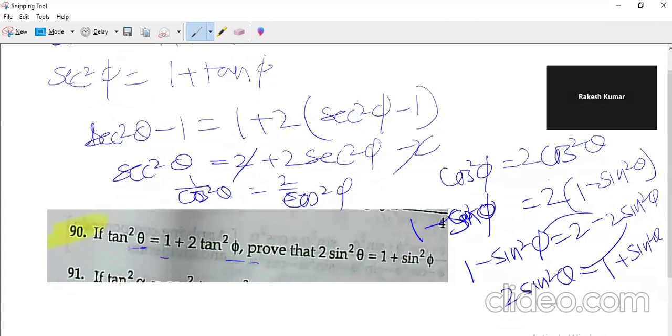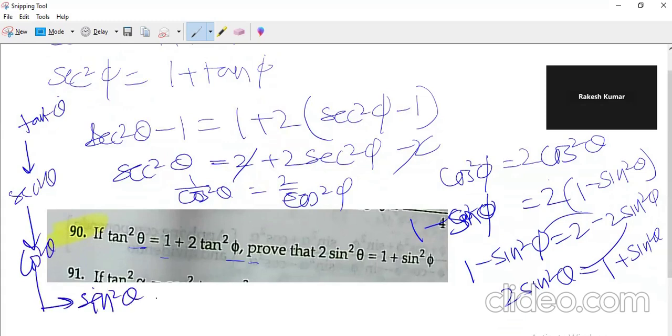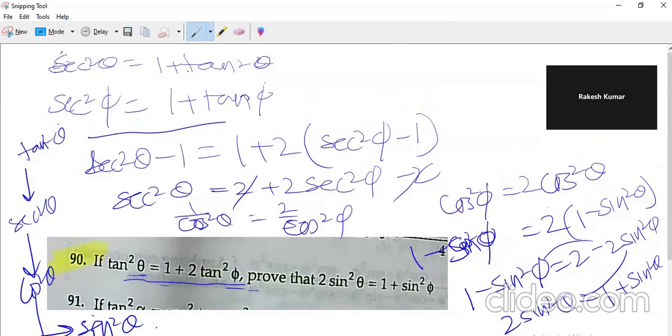So the concept was to get tan square theta to sec square theta, and then try to get it in terms of cos square theta, and then try to get it in terms of sine square theta, and similarly with phi, and you get the answer. So you have to plan intelligently. This condition is a particular condition between two angles, but these two are identities. They are always true: sec square phi is equal to 1 plus tan square phi. So I used both of them. I used this, which is always true, and this conditional one to get this condition proved. This is how you plan.